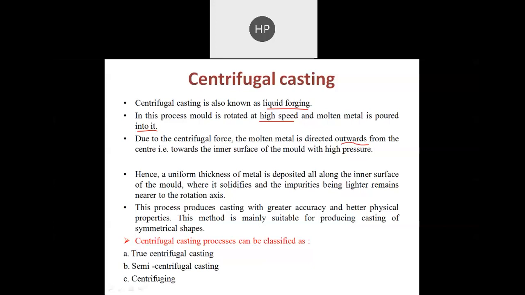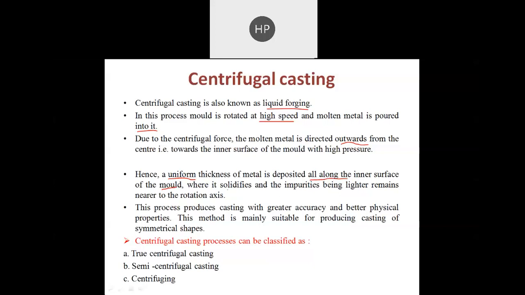Okay, so due to that centrifugal force, high pressure is generated towards the inner surface of the mold. Hence a uniform thickness of metal is deposited all along the inner surface of the mold. This is important: a uniform thickness of metal is deposited all along the inner surface of the mold, and as it is deposited it is also solidified.